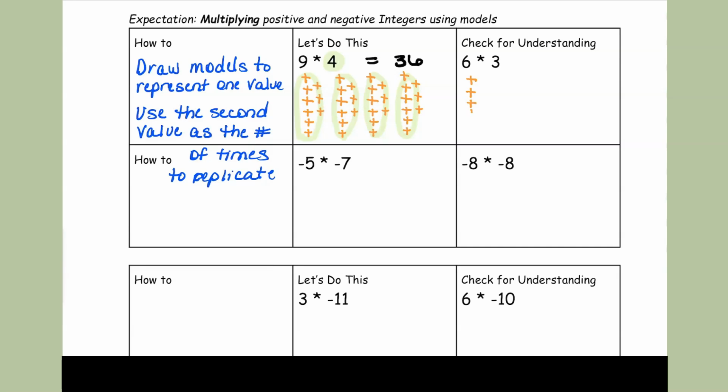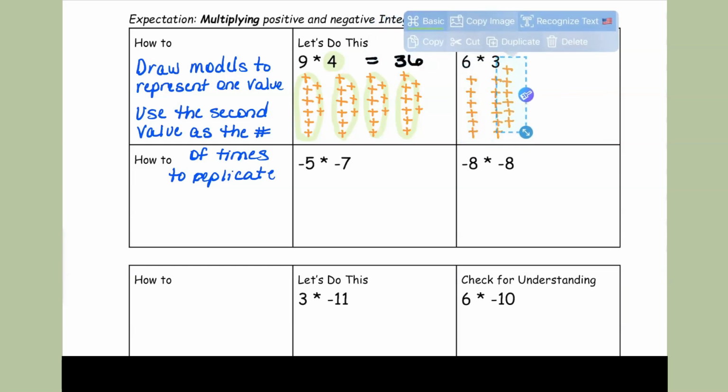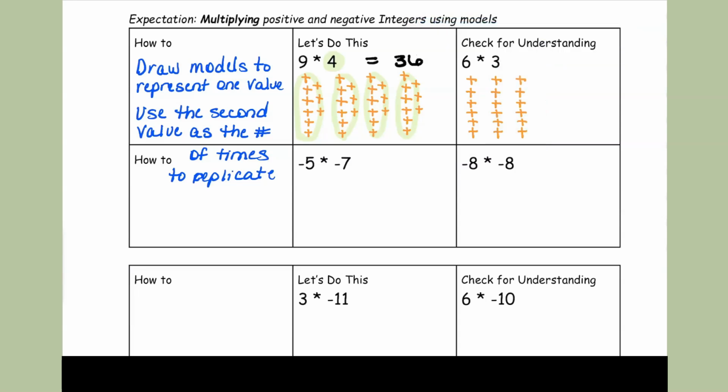All right, welcome back. Let's draw 6 here. We're going to draw 6 positives, and then we're going to duplicate those 6 positives how many times? 3 times. Yes. So 6 times 3 means I draw the 6 and then I duplicate that, so I have a total of 3 sets of 6. And I just wanted to highlight that for you so that you can see a positive times a positive is a positive. 6 times 3 is 18.